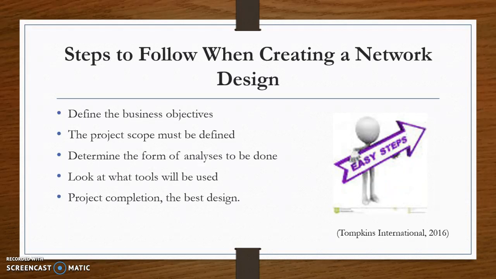So, there are some steps that we should follow when creating a network design. First thing we need to do is define the business objectives. Then we're going to look at the project scope and define that. The third thing we're going to do is determine the form of analysis that we must do to fix network design. And then we're going to look at tools we're going to need to get to that objective. And finally will be our project completion, which will leave us with the best design possible.